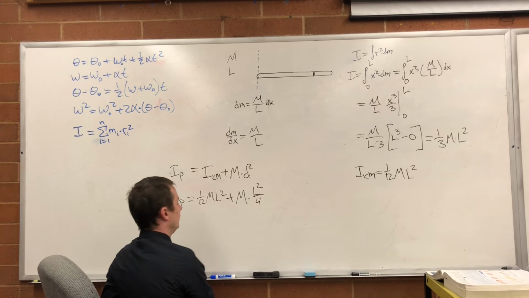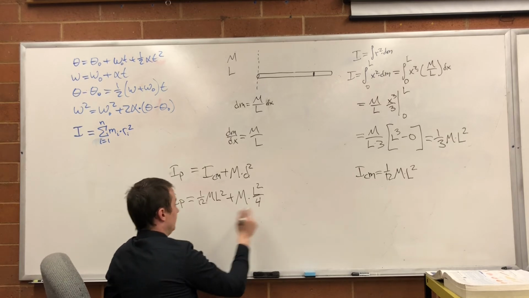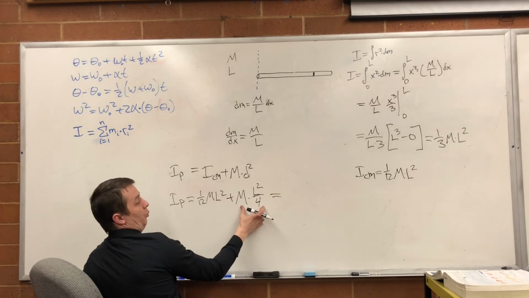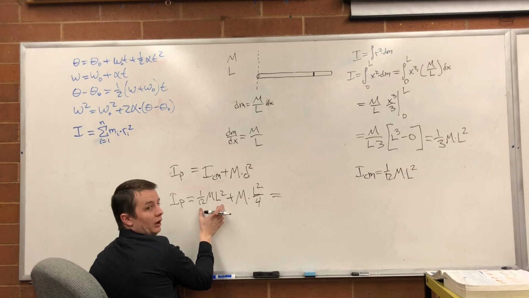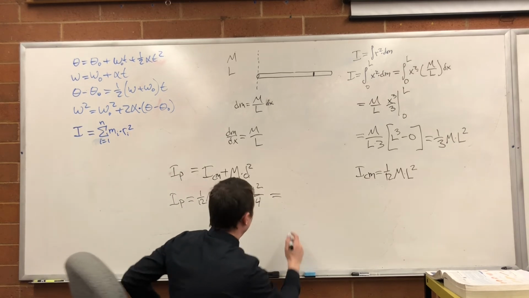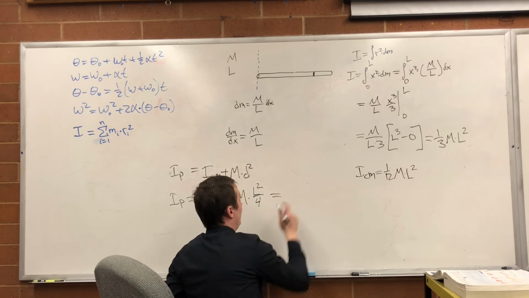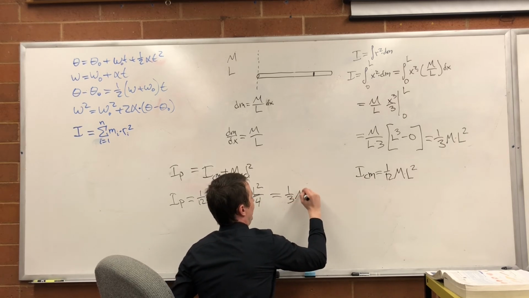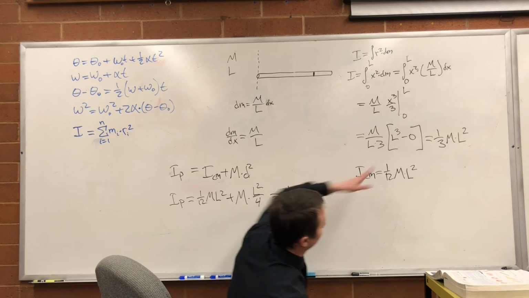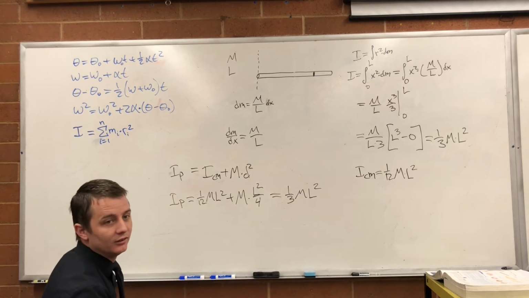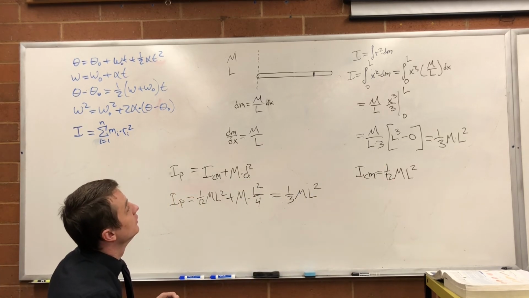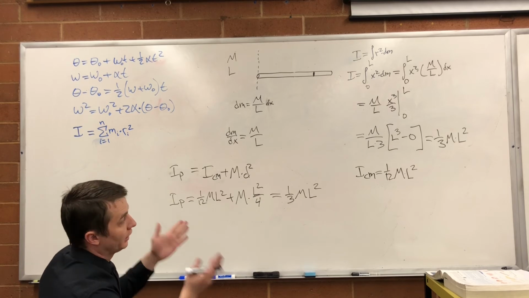You with me? And then that's equal to 1/4 mL squared plus 1/12 mL squared. What's a fourth plus a twelfth? 1/3. Yep. 1/3 mL squared, which is exactly what we calculated. Oh, so you didn't need to go through all the integral work. You can just use that. You could have done it either way.